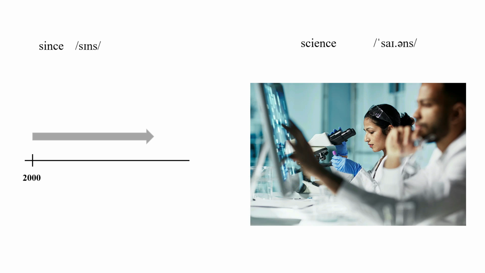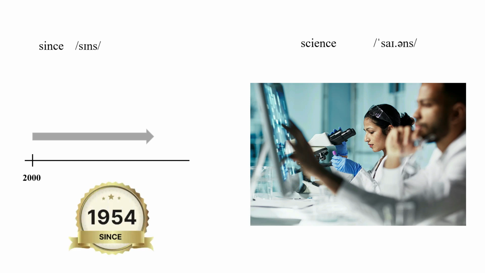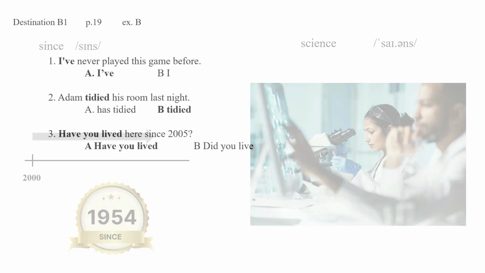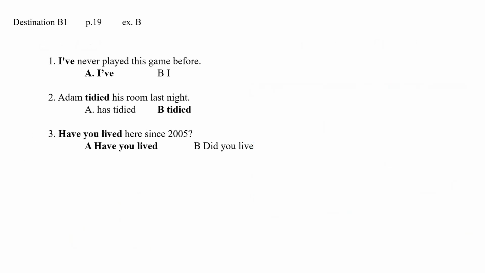I'm sure you've already seen a label like this, since 1954, which usually refers to the starting year of a company. On the other hand, science means a careful study of the structure and behavior of the physical world. Okay, back to the sentence. Here, we're referring to an action that started in 2005 and has continued to the present. So, the action isn't completed, it's ongoing. That's why there's a connection between the past and the present.